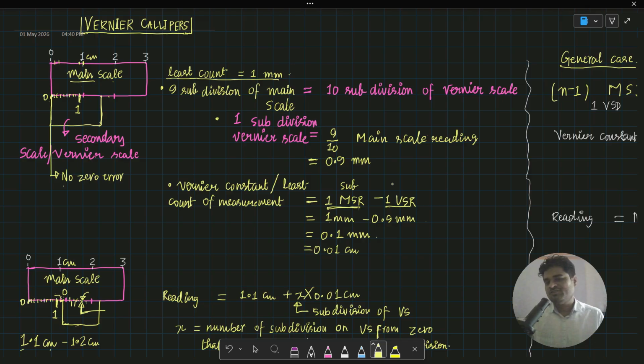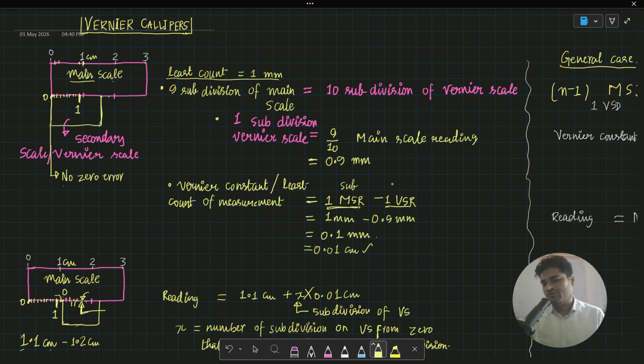So from these two scales of different least counts, we have made a device that can measure 0.01 centimeter. Essentially it can measure 1/10 of the main scale, so the least count of this Vernier scale becomes 1/10 of the main scale reading. Hopefully this is clear. And so from this, how do we read any value?